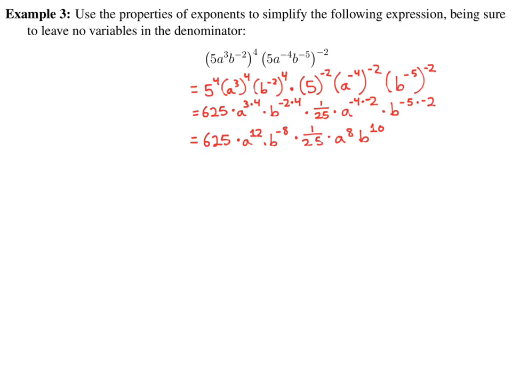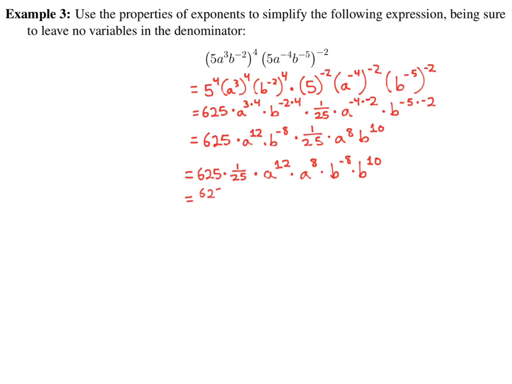Now I'm going to reorder it just to put all the numbers in front and the a's together and the b's together. So we got 625 times 1/25. We got a to the 12th. We got a to the 8th. We got b to the negative 8th. We got b to the 10th.